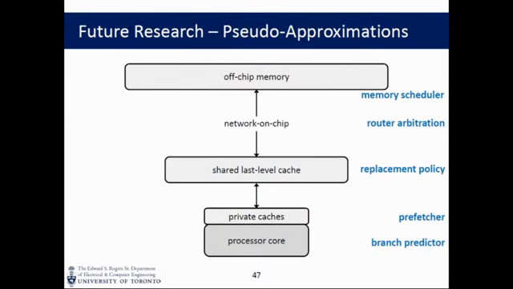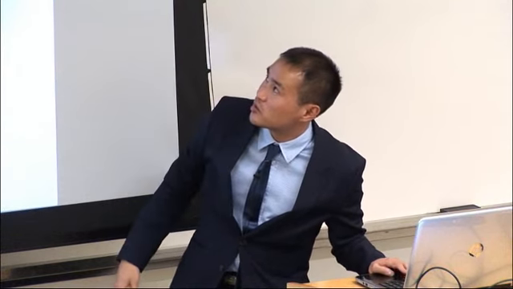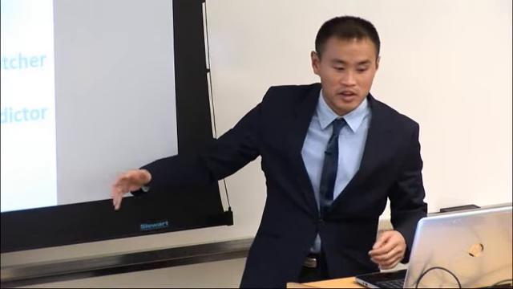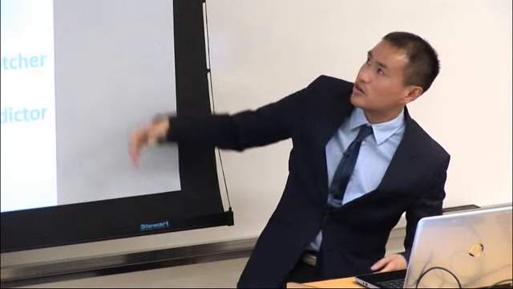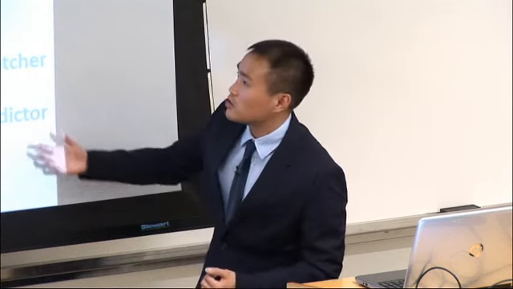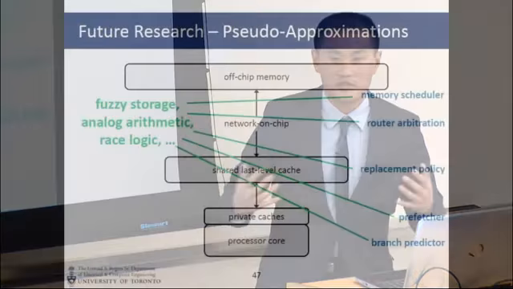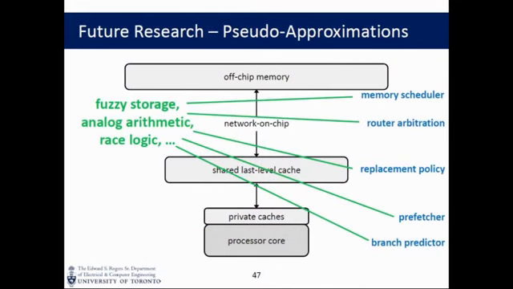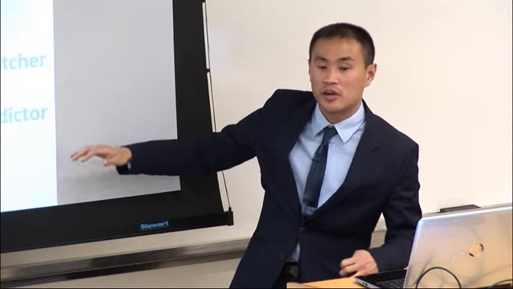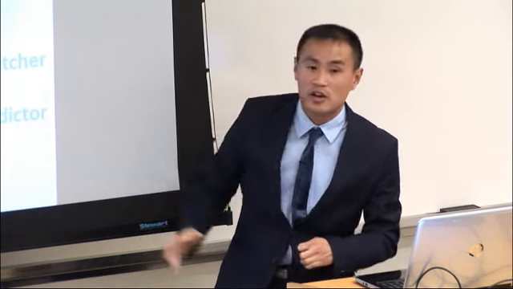And another follow-on to this in the hardware layer is exploiting this notion for what I call pseudo-approximate computing. That is, you have your typical chip multiprocessor, and we have a lot of components in the hardware, like your branch predictor, your prefetcher, your placement policy, route arbitration, and so forth, that are naturally optimization or prediction-based. So now, what you could do is apply a lot of these notions of approximate computing using fuzzy storage, analog arithmetic, and race logic to these components without harming correctness at all. And a lot of them are very amenable to these ideas.